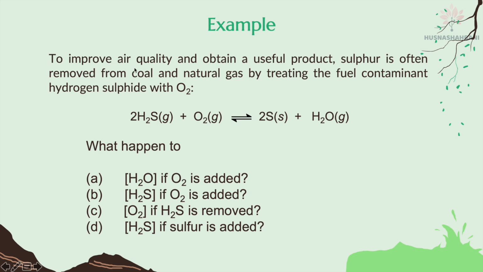Example: to improve air quality and obtain a useful product, sulfur is often removed from coal and natural gas by treating the fuel contaminant hydrogen sulfide with oxygen. This is the chemical equation. Hydrogen sulfide reacts with oxygen to produce sulfur and water vapor. What happens to the concentration of water if oxygen is added? You add oxygen, what happens to the concentration of water?